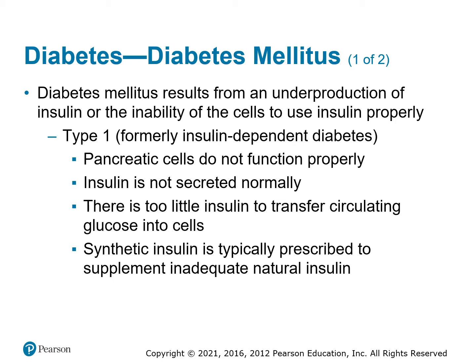There's no key to unlock the doors. So the sugar is just going to float around in the blood, making it thicker, more like syrup or molasses. So these type 1 patients need to have a synthetic insulin that is given to them to open those doors, to make the glucose able to go into the cells and out of the bloodstream.